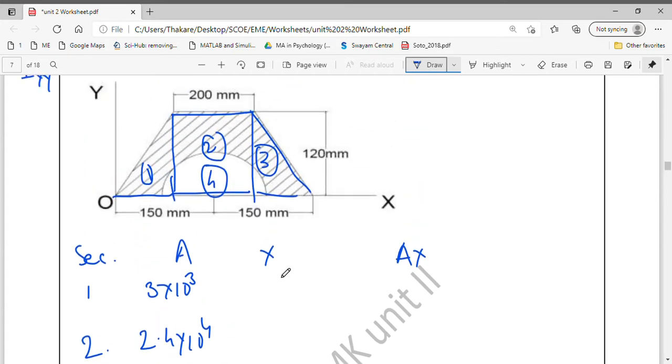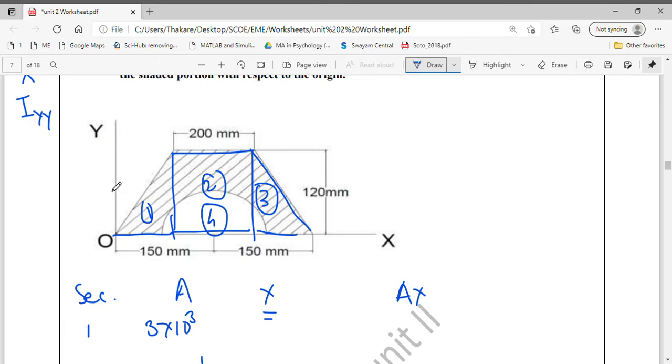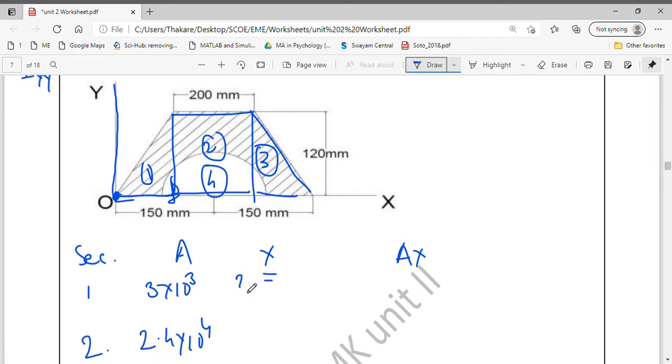Now determining x. X is your distance from y-axis, right? So here distance from y-axis for a right angle triangle, when the y-axis is at another end and is not at the right angled end, it will be 2b by 3, 2 times of b by 3. So for first you will have 2b by 3. Your b for a triangle is 50, so 2 into 50 by 3, it comes out to be 33.33.